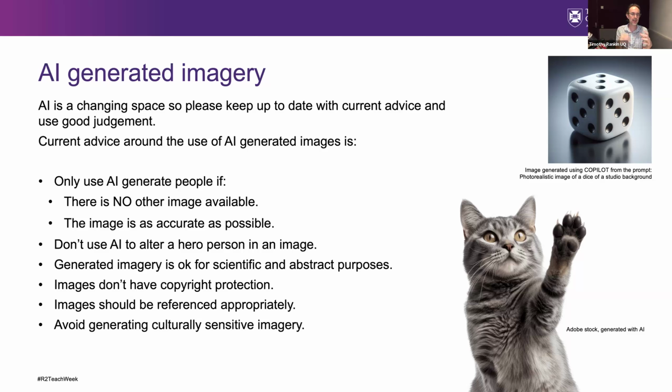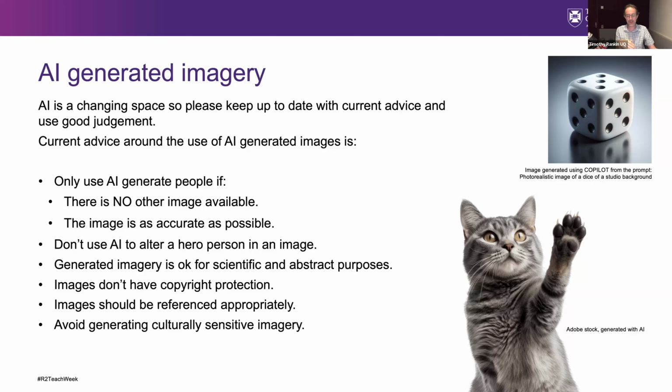Another thing you can't do is, if you have an image of an existing person, say a lecturer or a guest, and you've got a photograph of them, you can't go in and heavily modify that image of that person with AI. Obviously, you can make small color corrections, but you can't do heavy AI replacement.